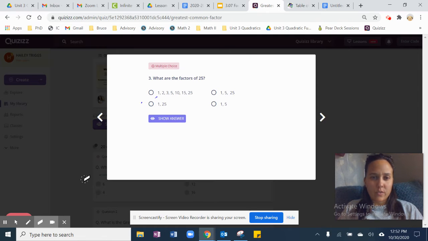What are the factors of 25? Well, I know that 1 is a factor, 2 is not, so I'm going to cross that out. And then I'm going to look at the other ones. Well, I know 25 needs to be in there because 25 goes into 25, so that can't be an answer. The difference between these two is that this one has a 5. 5 goes into 25. Therefore, this has to be the answer.